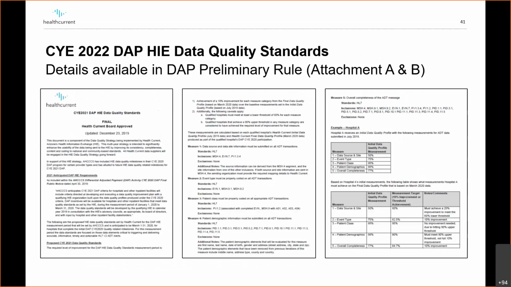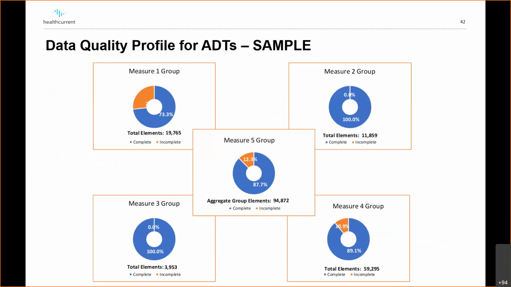So in the current rule this year, the only facilities that are going to be paid based on data quality improvements are still the hospitals. But if you want to get an idea of what the hospital requirements are, that is in attachments A and B to the DAP policy. And we can go on to the next slide.